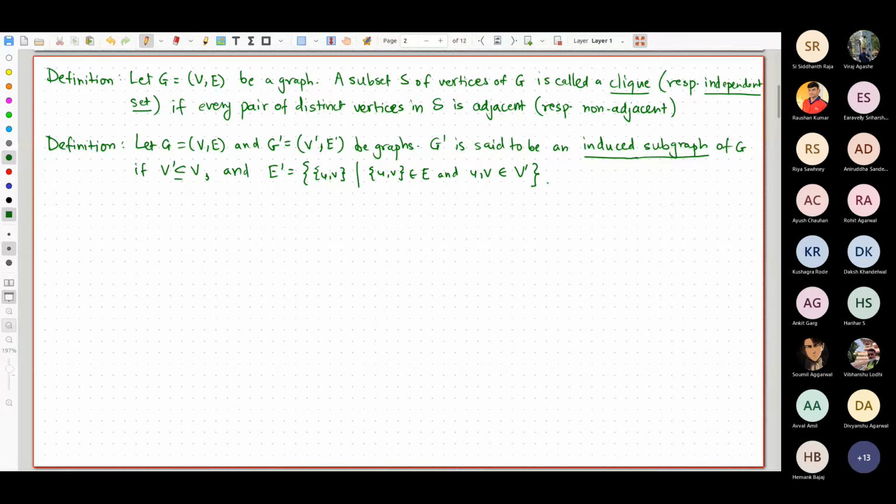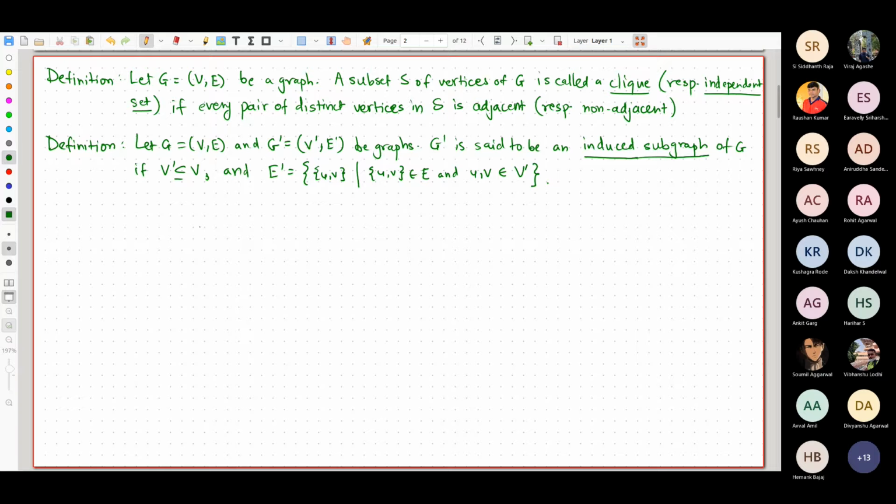What is the difference? Right, so V prime is any subset of V, that is fine, that part stays the same, but E prime is more restricted. So every edge in the original graph G which had both of its endpoints in V prime is necessarily in the graph G prime also.